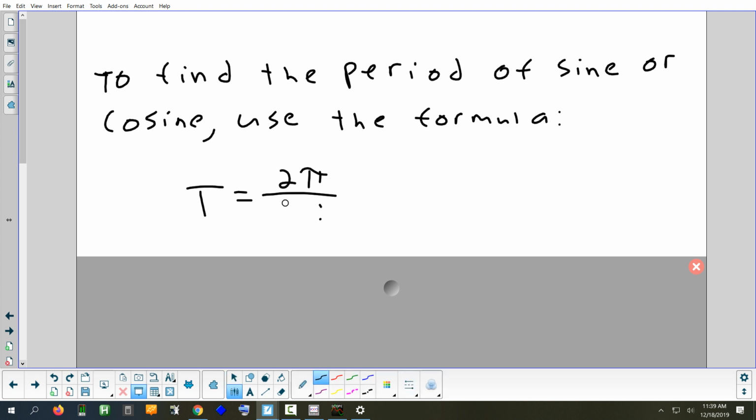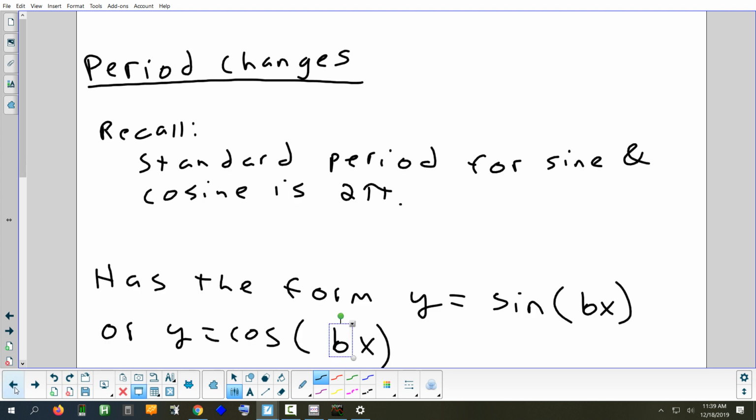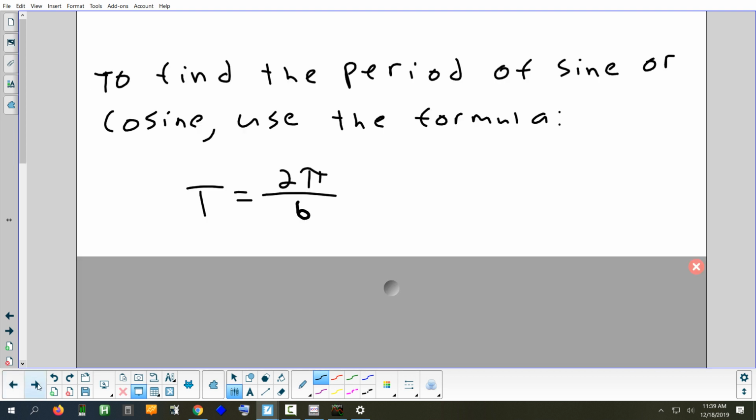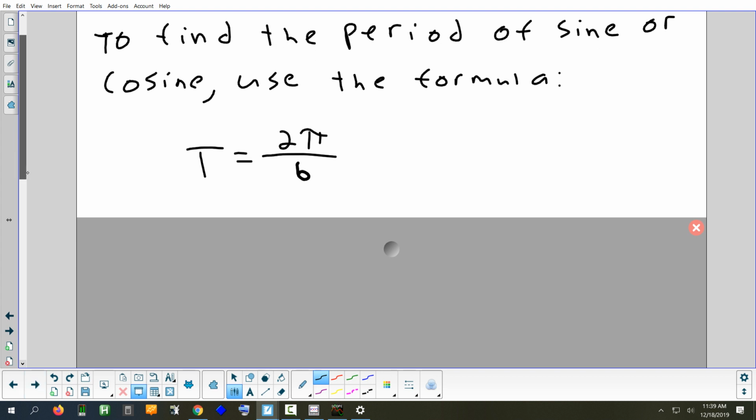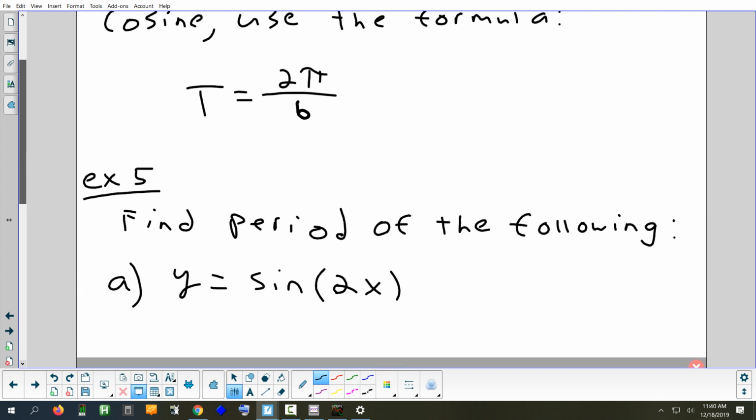So that is the formula to find the period of sine or cosine. You take 2 pi and you divide by b, which is the number in front of x. 2 pi divided by b. What that will tell you is, where does the cycle end? It's going to start at 0. It's going to end at the length of the cycle. So, let's try this. Find the period of sine 2x.